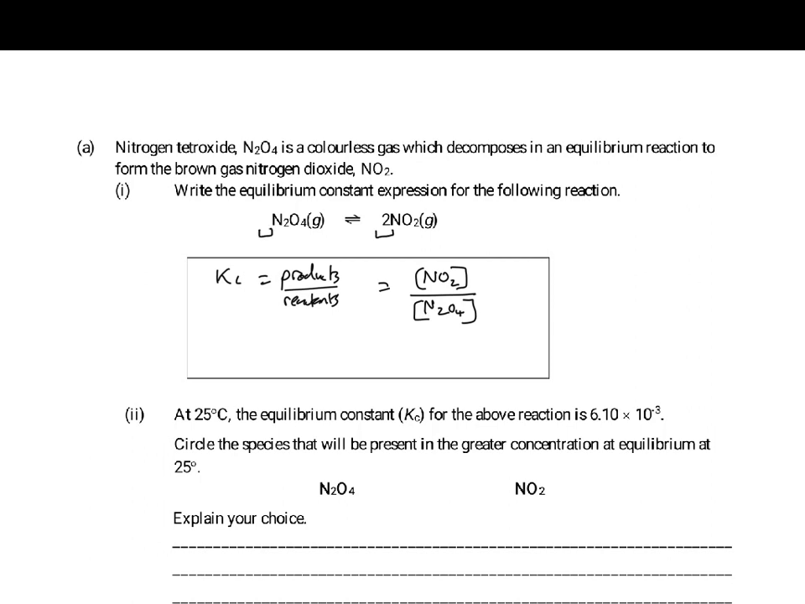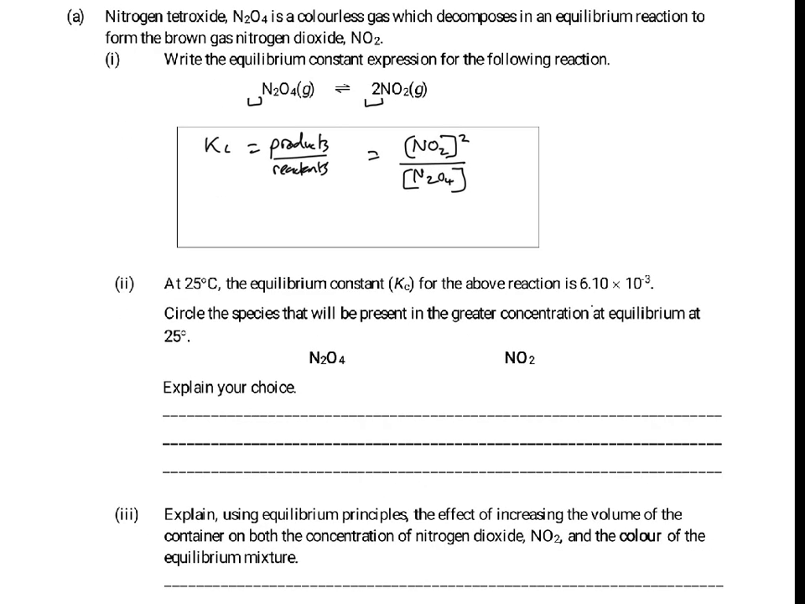So if it is a 2, it means we square it. If it's a 3, we cube it. If it's nothing, we just leave it. So because there's 2 moles of NO2, we put a little 2 up top, so we square it. At 25 degrees Celsius, Kc is 6.1 times 10 to the minus 3.